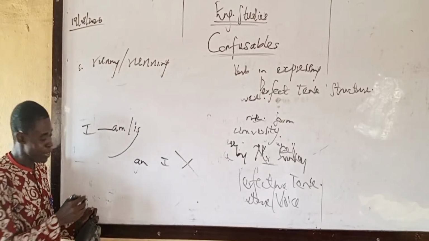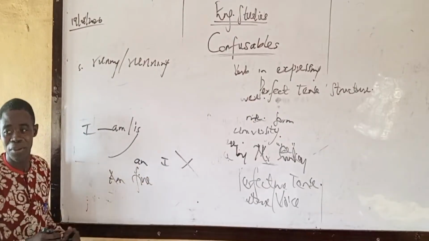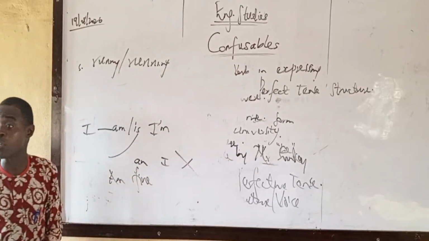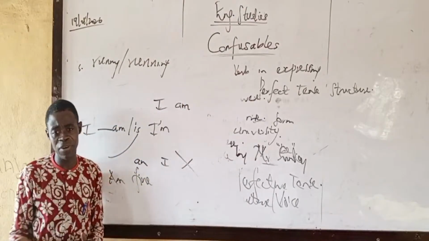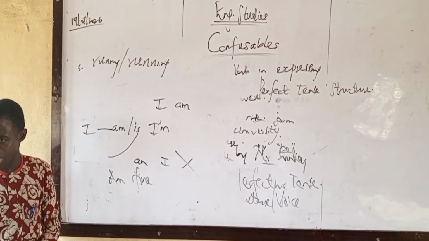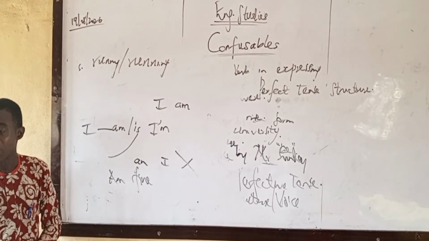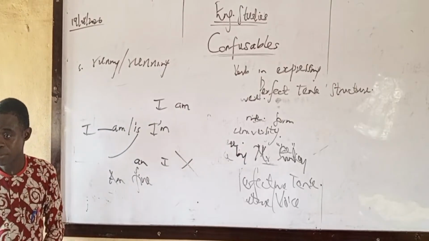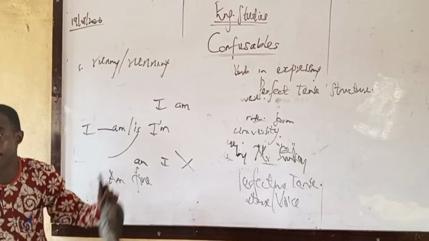You say I'm fine, right? You know that one. I'm is the contracted form of what? I am. I'm fine. How are you? I'm fine. Any statement that contains am must contain I. But a statement can contain I without am.